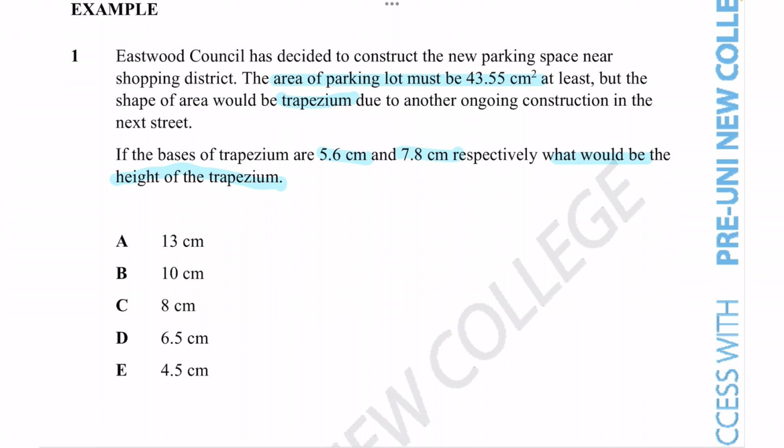So let's see what we can do, say, in the scenario where we have actually memorized the formula for the area of a trapezium. Now, it's not too difficult. We know that trapeziums are shapes that look like this. The question tells us that the bases of the trapezium are 5.6 centimeters and 7.8 centimeters respectively. Trapeziums have a longer side and a shorter side, so that's what they're talking about. And the question wants us to figure out the height of the trapezium. One last piece of information that they've told us is the area of the parking space.